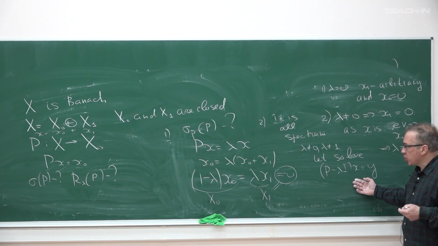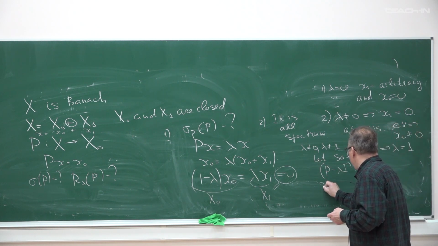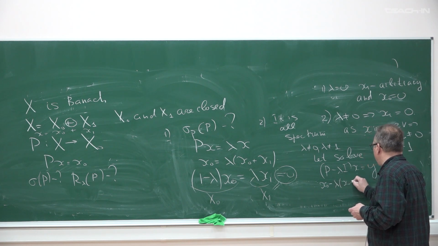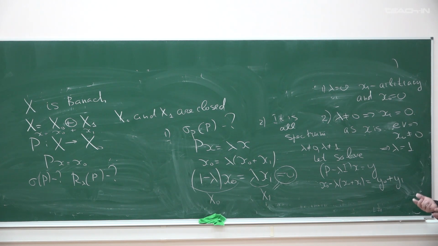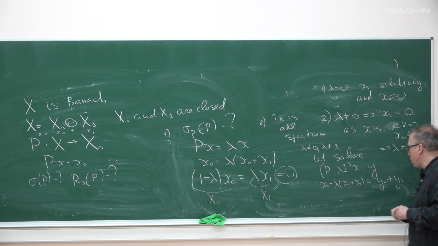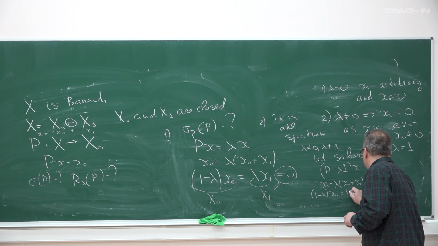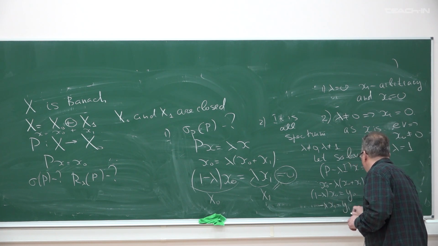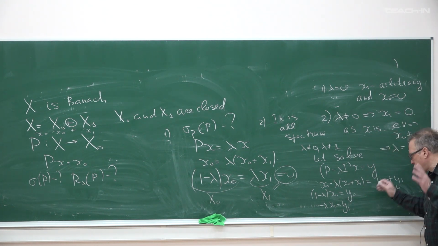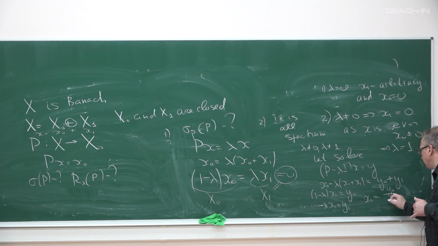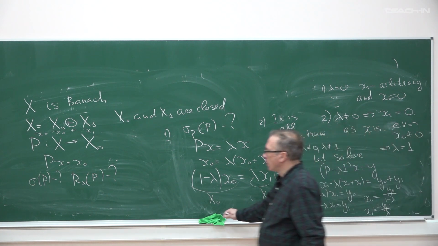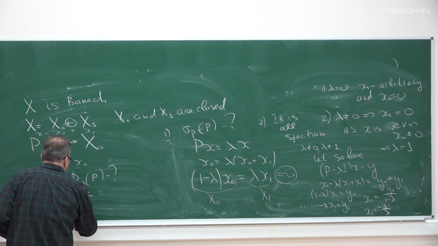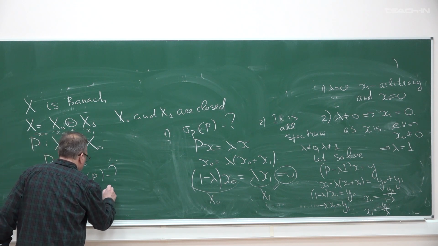So again, write this equation in components. Here we have x0 minus lambda x0 plus x1 equals y0 plus y1. The sum is direct, so the 0 components on the left coincide with the 0 components on the right, and the same with the 1 components. So we immediately obtain (1 minus lambda) x0 equals y0 and minus lambda x1 equals y1. Can we find the components of vector x? x0 equals y0 divided by (1 minus lambda), and x1 equals minus y1 divided by lambda. So vector x equals y0 over (1 minus lambda) minus y1 divided by lambda.